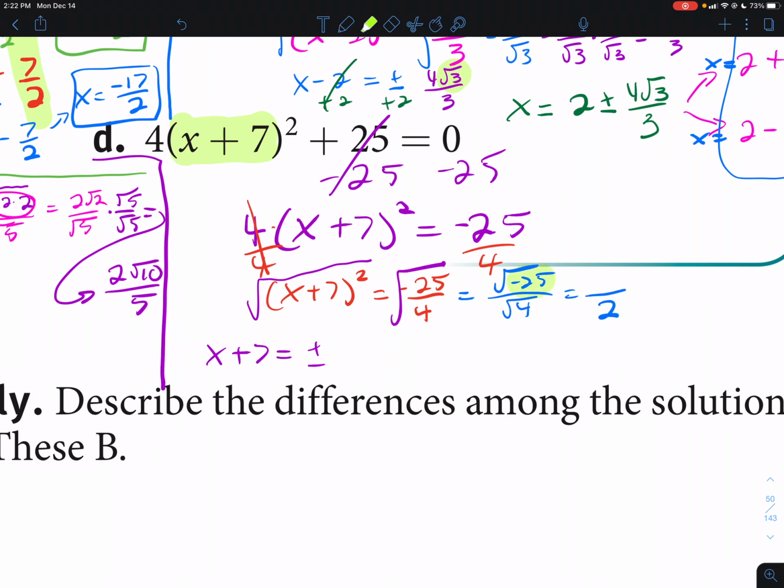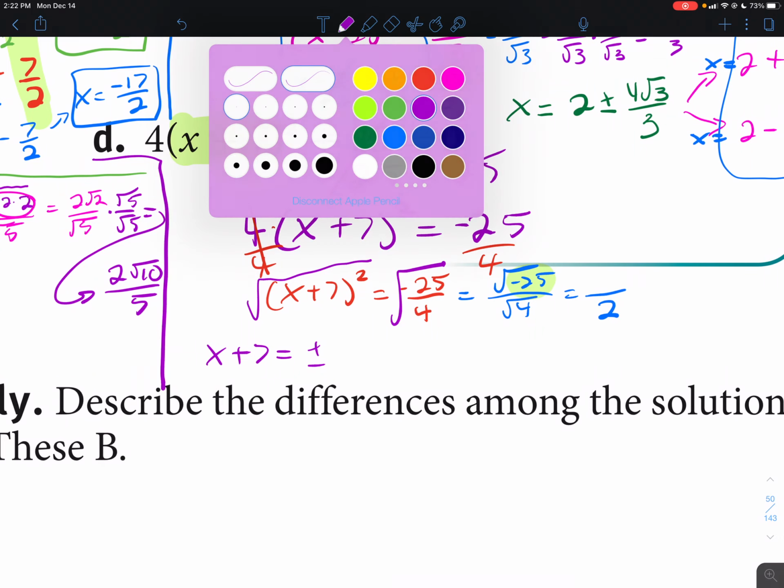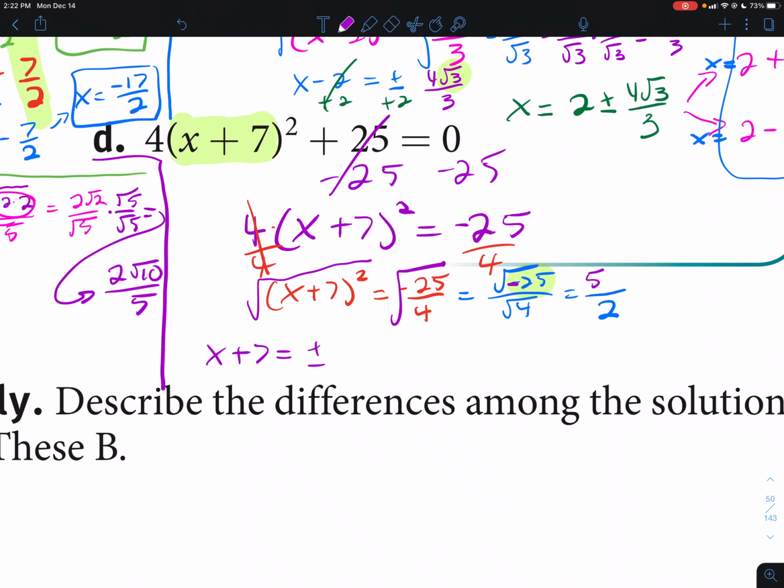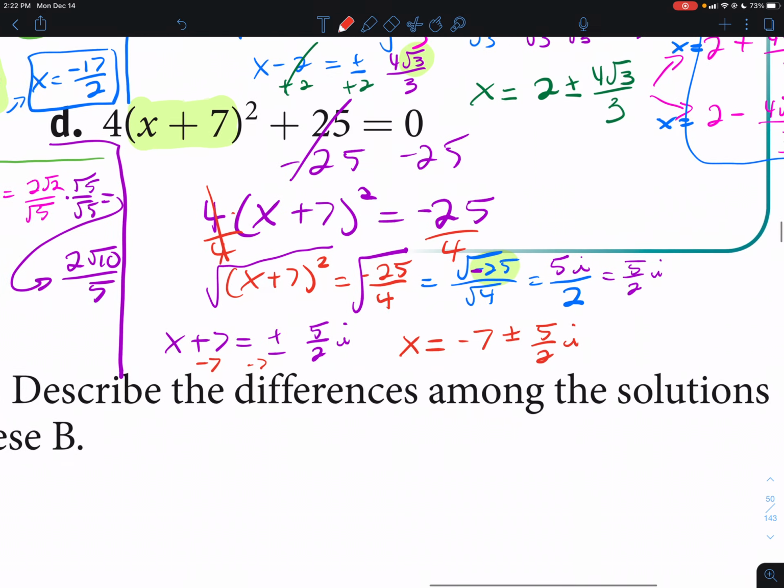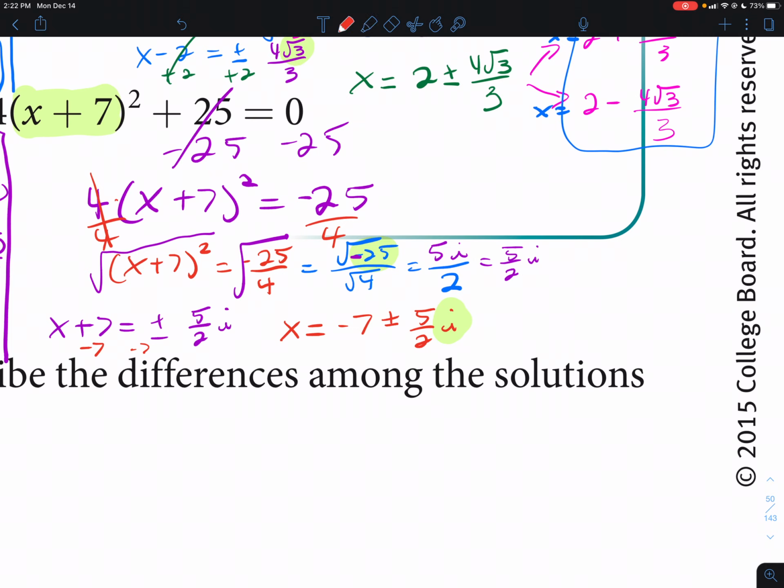Now notice this is a negative 25. We know the square root of 25 is 5, but since it's negative, we're going to slap an i on it. So what we have here is, you could write it as 5 over 2 i. And then I need to subtract the 7, and I get x equals negative 7 plus or minus 5 over 2 i. Now, since this has an i in it, it's a complex number, and we would call these complex conjugates. Oh, my Apple Pencil died, so I'm writing conjugates there.